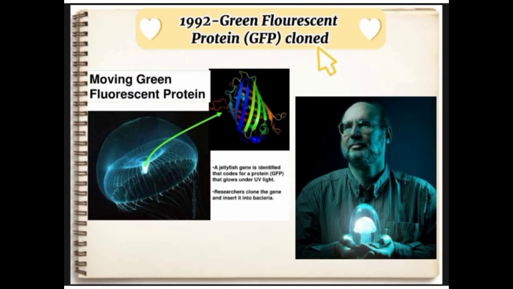1992, green fluorescent protein, GFP, cloned. Douglas Prasher reports the cloning of GFP. This opens the way to widespread use of GFP and its derivatives as labels for fluorescence microscopy, particularly confocal laser scanning fluorescence microscopy.